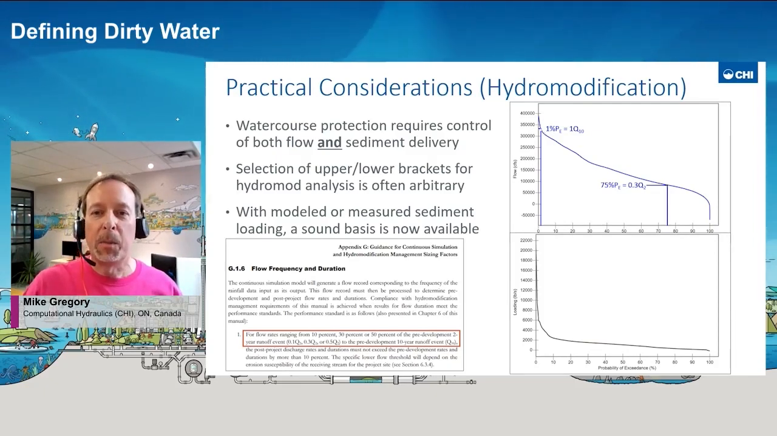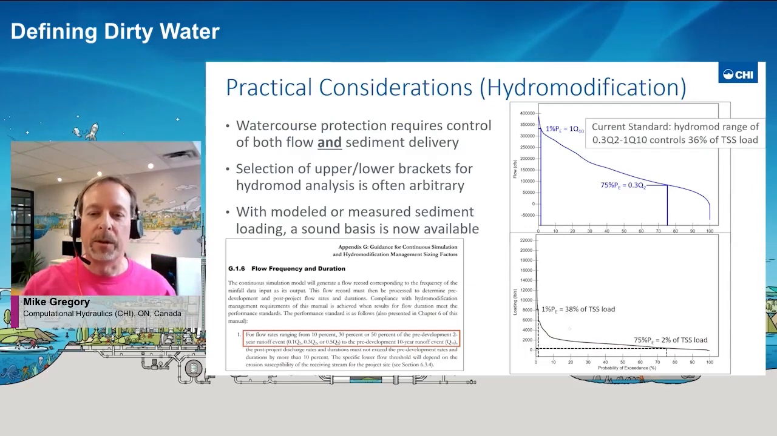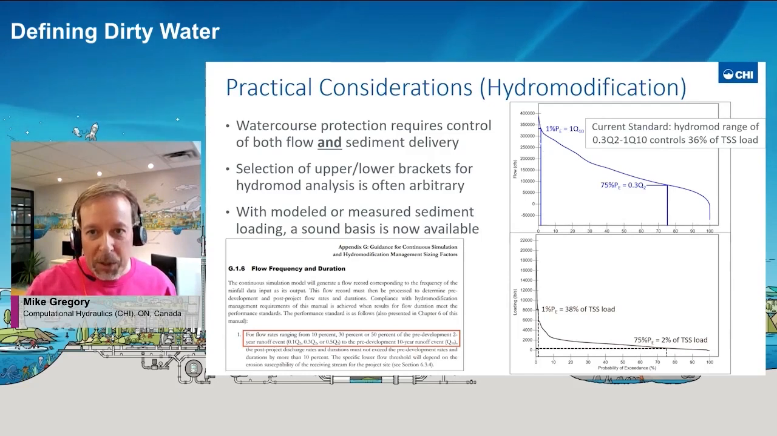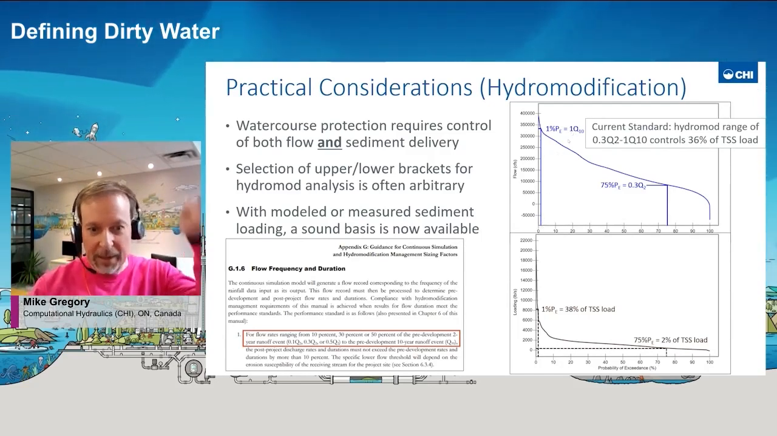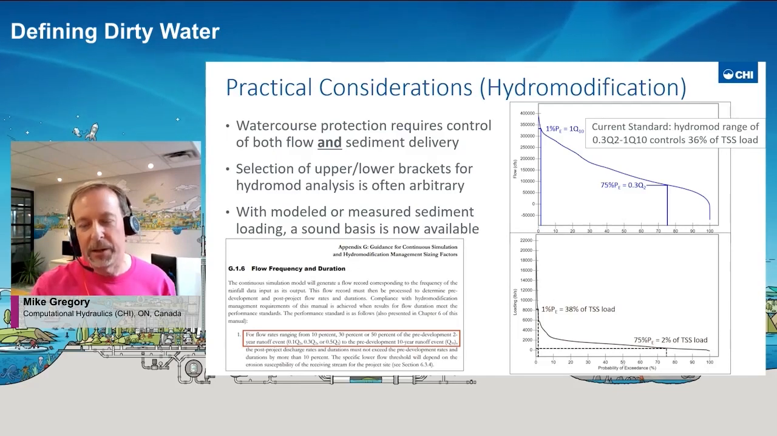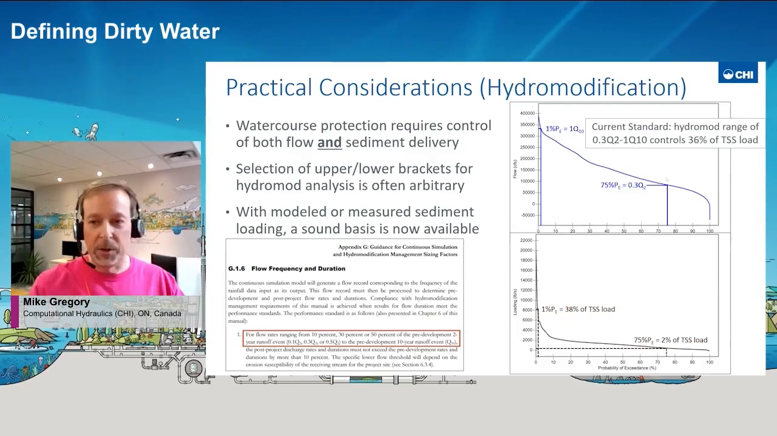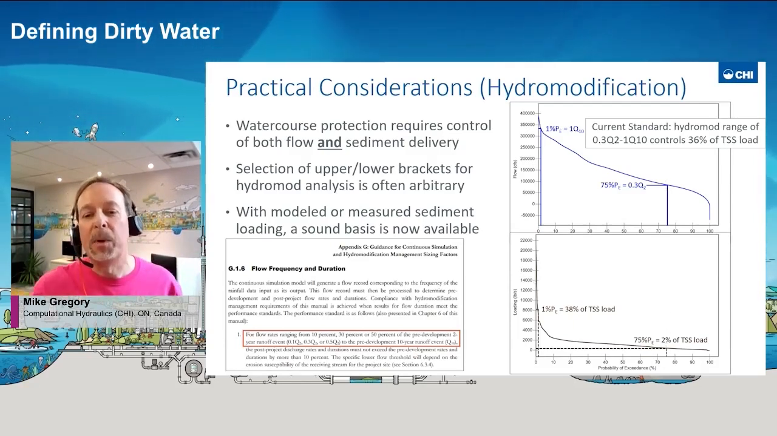And here's the upper bracket. If you take those values and go down onto the loadograph, that 1% probability, which corresponds to what's regulated, where they're telling you to go with the 10-year flow as your upper bracket, actually corresponds to only 38% of the TSS load, just because of the very unique shape of this loadograph. And then the lower bracket, which I have no issue with, only gets 2% of the load. So that's a good lower bracket, but the upper bracket needs to be higher.